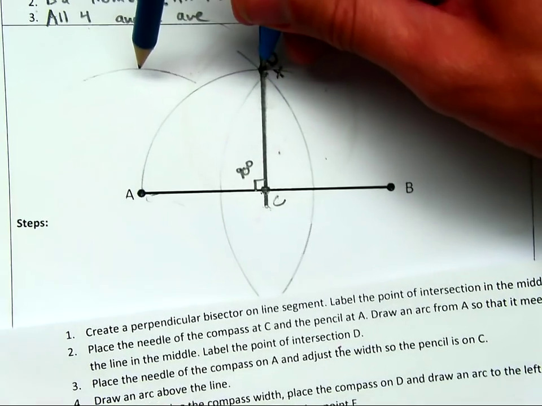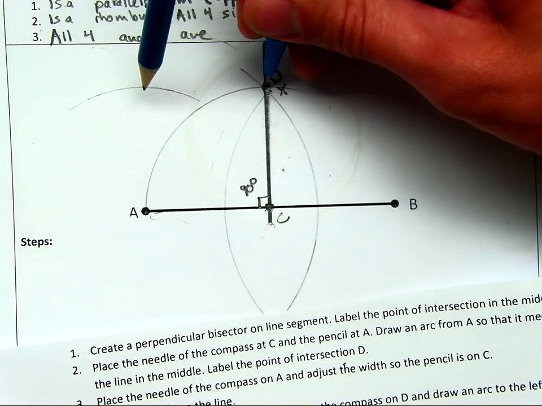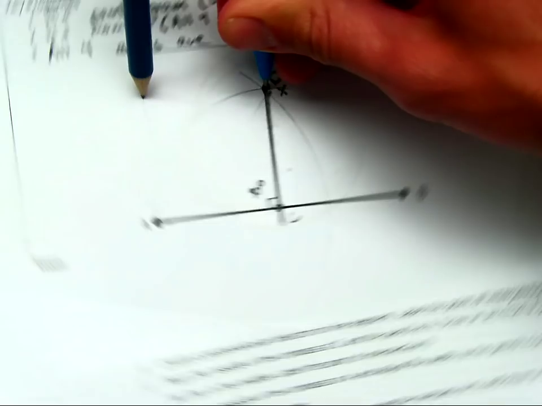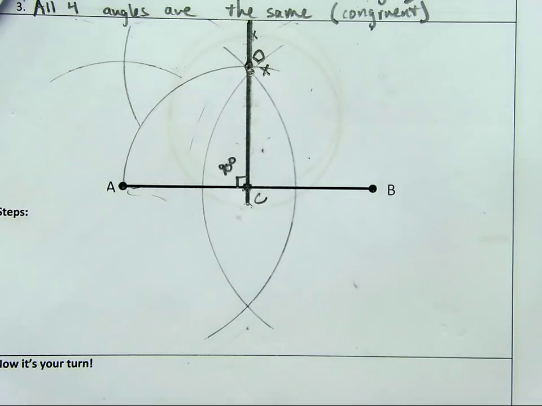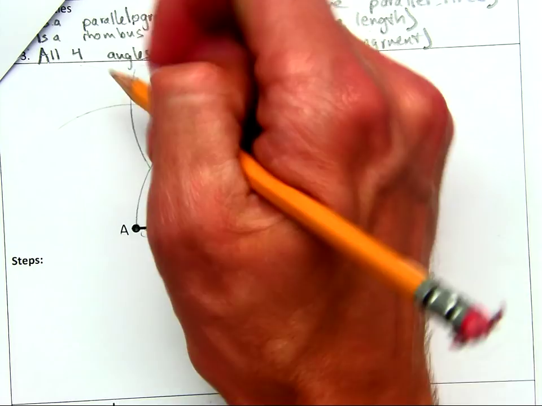Oops, sorry. And let's draw an arc out here to the left. Okay, that's the 4th point of our square. Let's call it E.